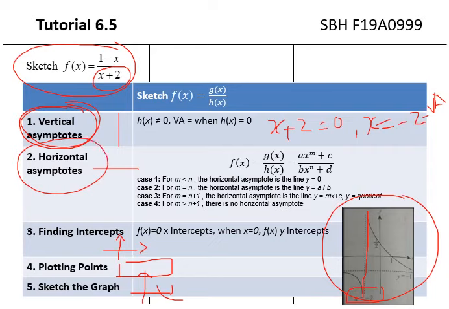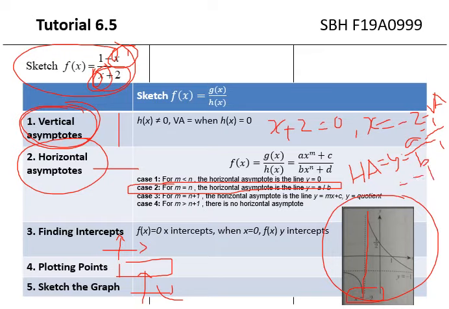We want to find the horizontal asymptote. It depends on the case. Let's check the case. What's the highest degree here? What's the degree for h(x)? It is 1. It falls under case 2. So the line, the so-called horizontal asymptote, will be y equals a divided by b. a is -1, b is 1, so it equals -1.